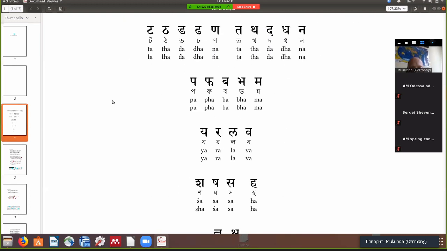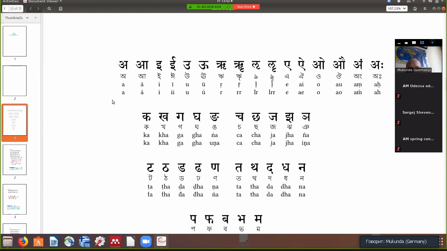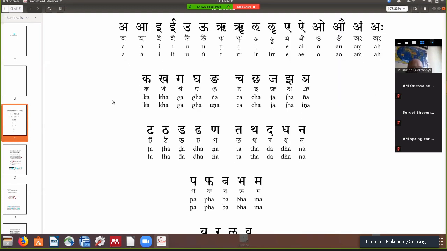In the Latin alphabet or Greek and Russian alphabets, we have a different order, which is not really systematic.